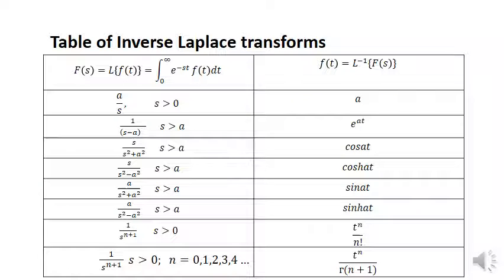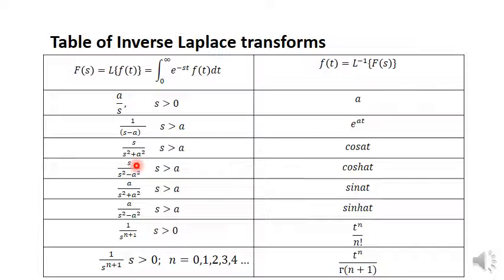Now, let us have a glance at the table of inverse Laplace transforms. This is the function of s and its inverse, that is function of t. L inverse of a by s for all s greater than 0 is a. Similarly, L inverse of 1 over s minus a for s greater than a is equal to e power a t. And L inverse of s over s square plus a square for s greater than 0 is cos a t.